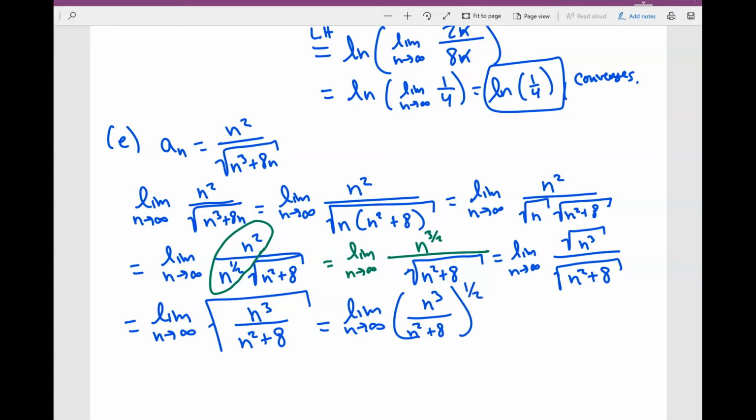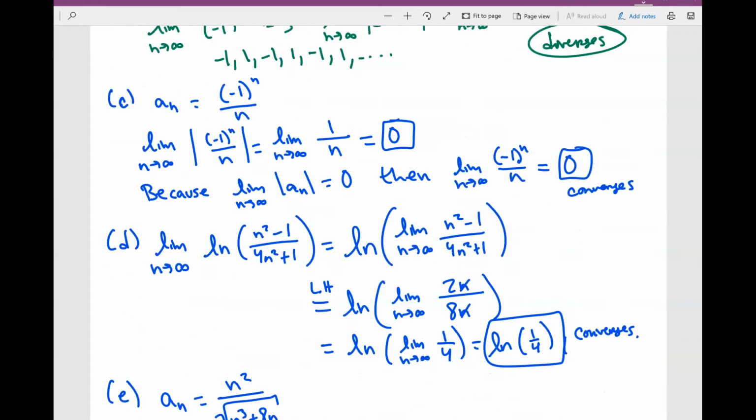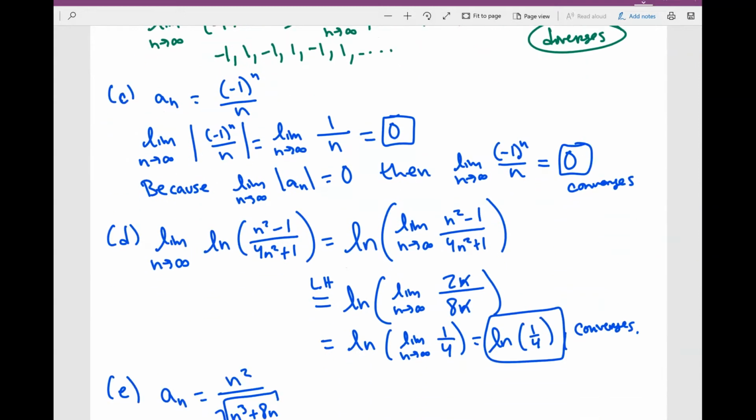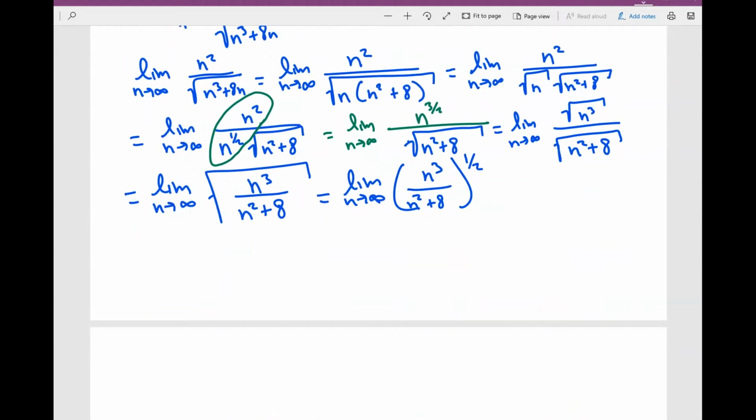Now I have something that I can work with, because this particular limit looks a lot like this guy, number 4, because you have a sequence raised to some power. So basically, if you have a sequence raised to some power, I can move the limit to the inside and put the power on the outside, as long as p is greater than 0, which in this case, 1/2 is greater than 0. So I'm going to move the limit to the inside. So the limit is going to go here. So you're going to have the limit as n goes to infinity of n cubed over n squared plus 8, to the power of 1/2.